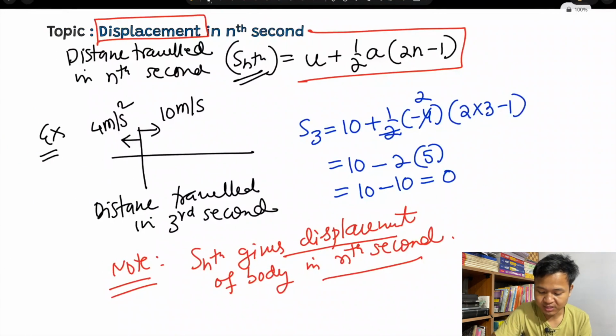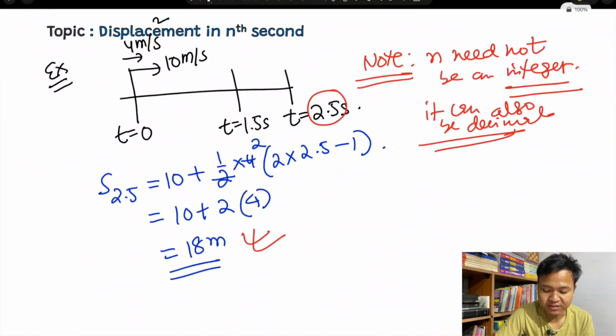Okay, so remember those 2 points, right? The first point was Sn gives you the displacement in the nth second. And then that time n need not be an integer, it can be decimal points. Okay, so let's solve 2 questions.